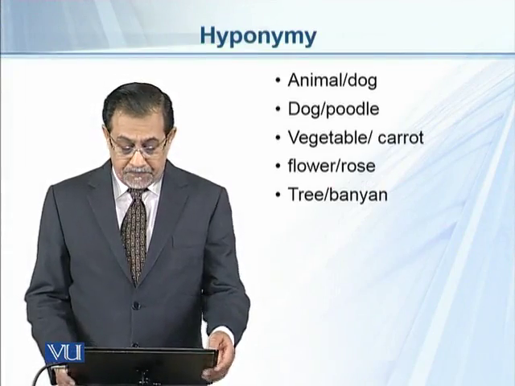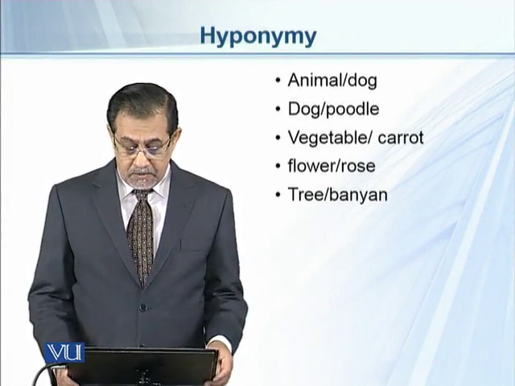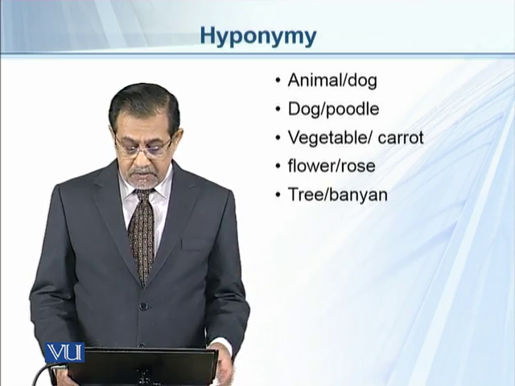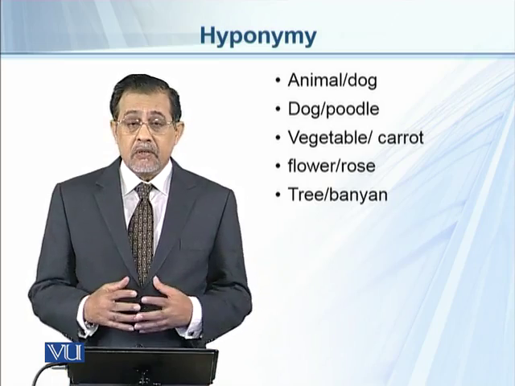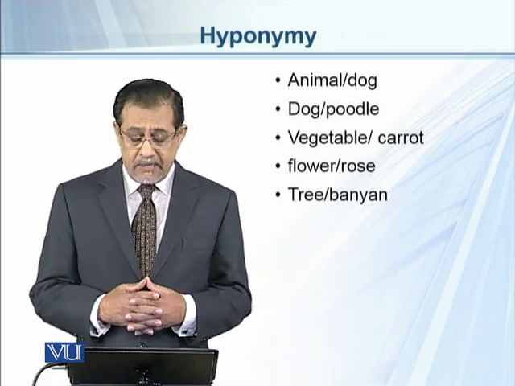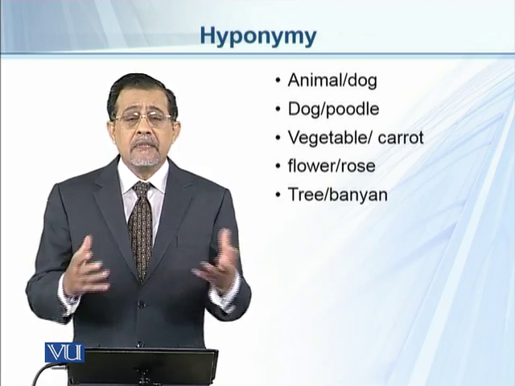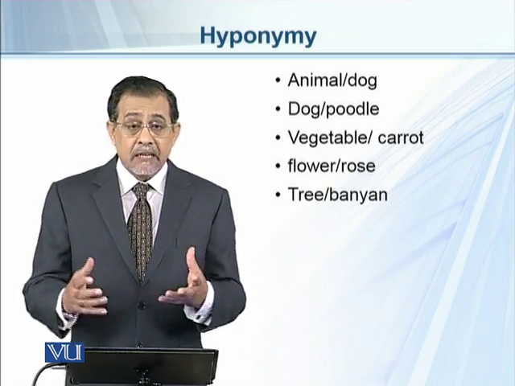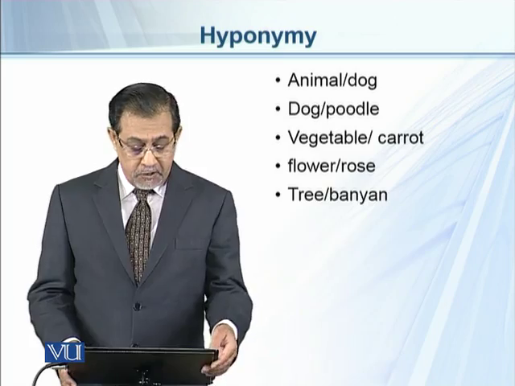Eponymy: animal, dog; dog, poodle; vegetable, carrot; flower, rose; tree, banyan. So how would you define this? You would say that dog is a kind of animal, poodle is a kind of dog, carrot is a kind of vegetable, rose is a kind of flower, and banyan is a kind of tree.